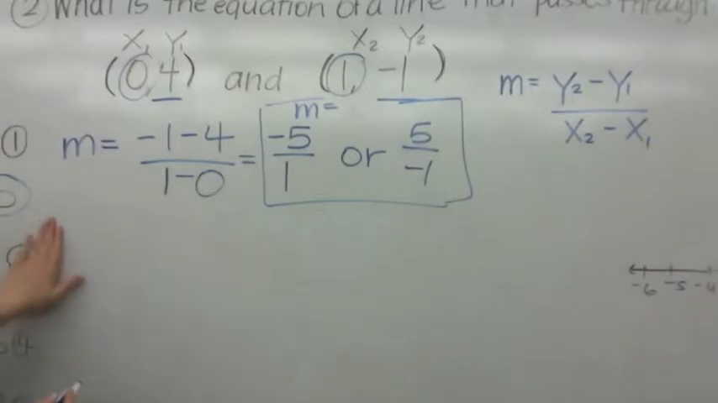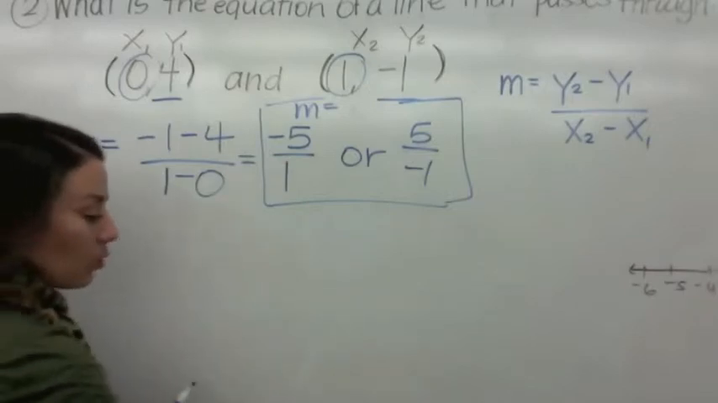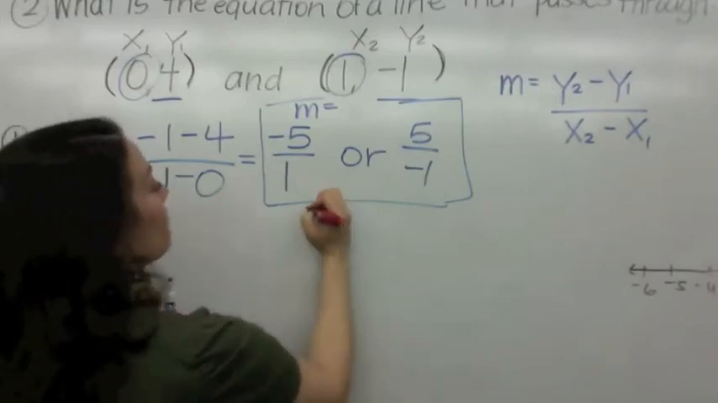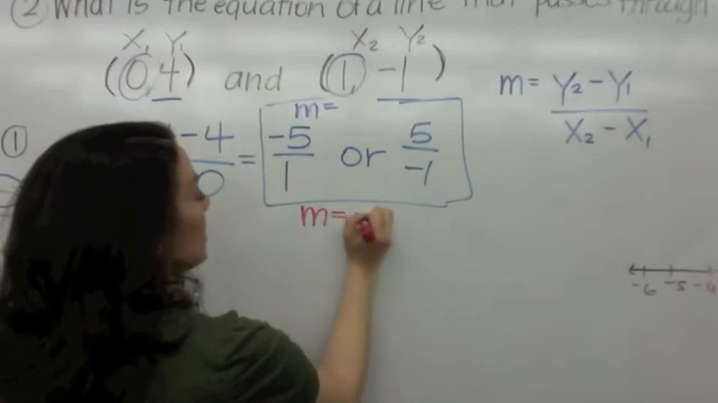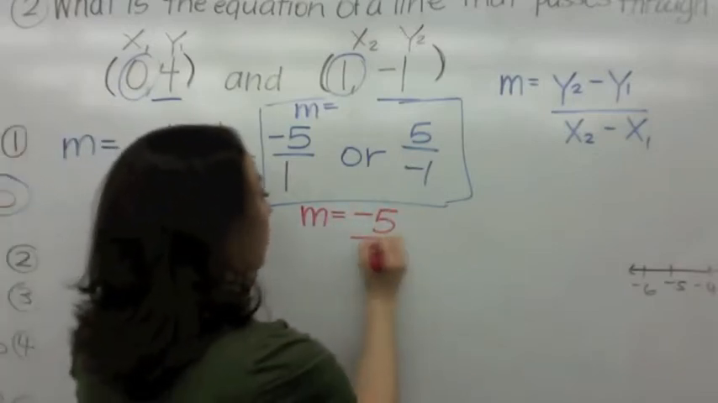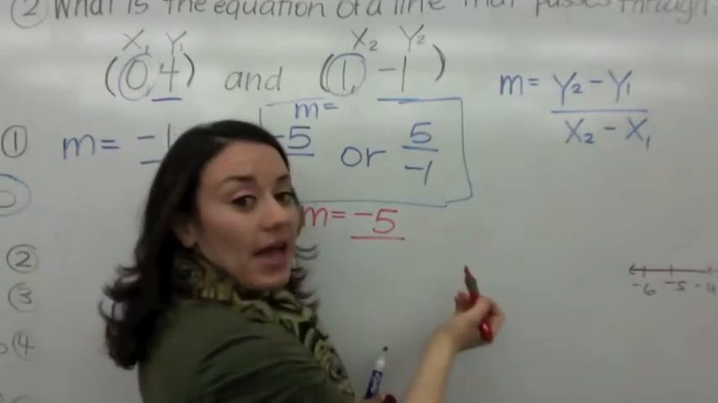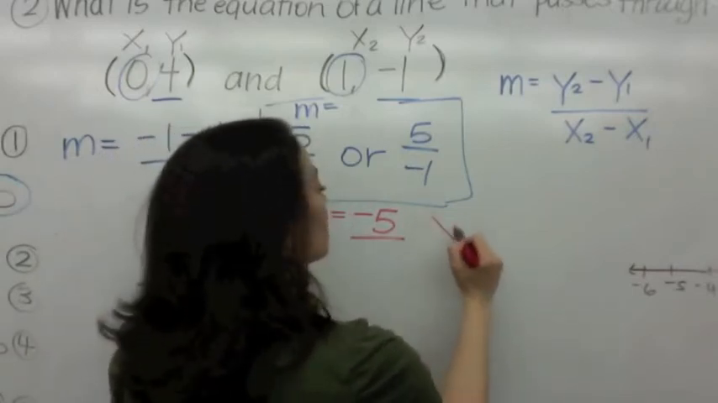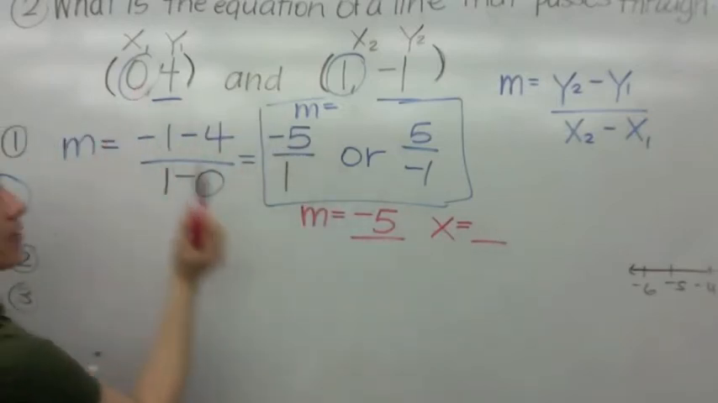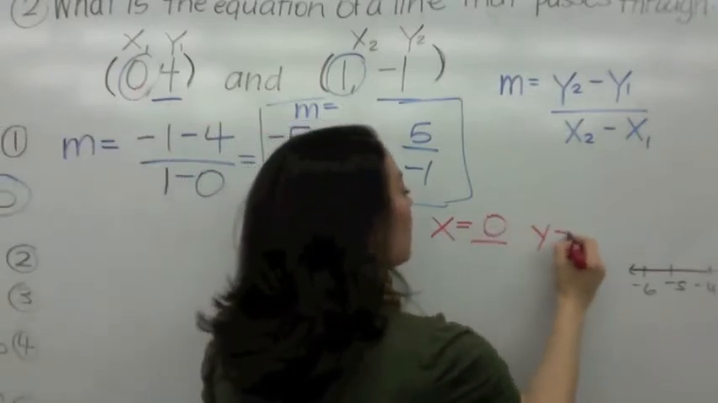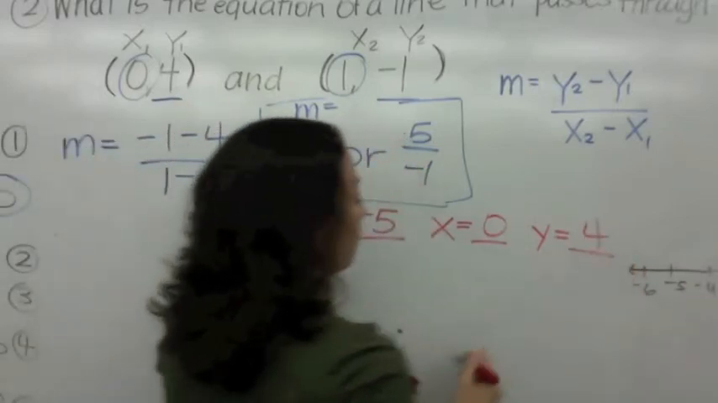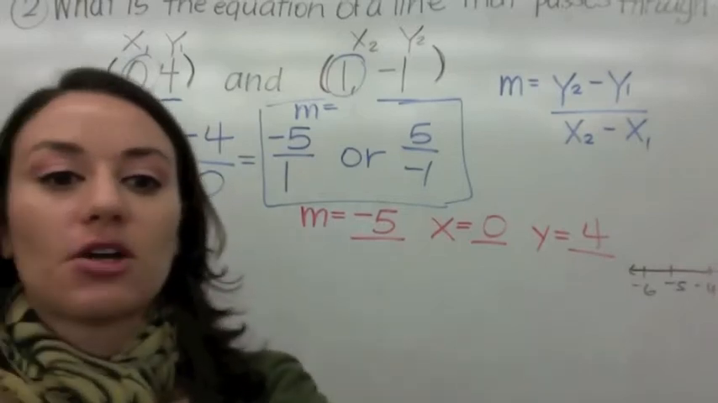Okay, so let's identify really quick what the slope is. We just said that the slope is -5, okay? We're not going to use the fraction in our equations. Let's identify x and y, okay? What is x? It's the first point, yes? x is 0. And then y is what? y is 4. Very nice.